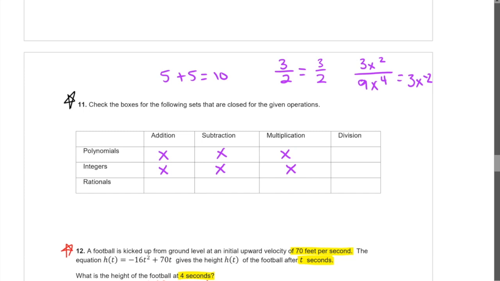All right, rational numbers. Okay, rational numbers, we talked about that. It is closed under addition, it's closed under subtraction, and it's closed under multiplication. But here's the thing, it's not closed under division.